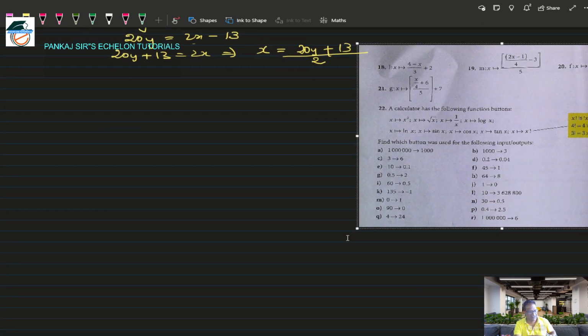Okay, so this x and y variable I will interchange right from here. I'll make this x as y, and this y I will convert into x. So y will be equal to 20x plus 13 upon 2. Sorry, 2, not 12. Okay, so this is your f inverse of x.